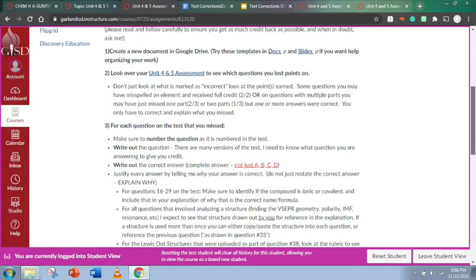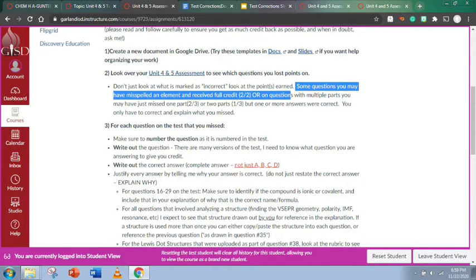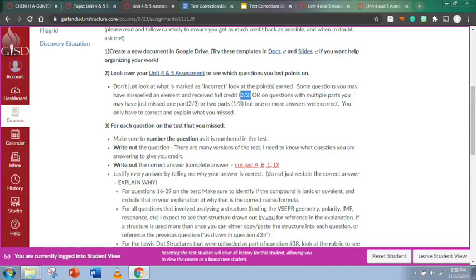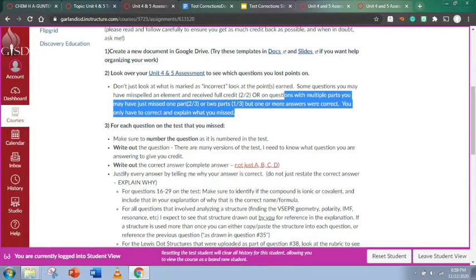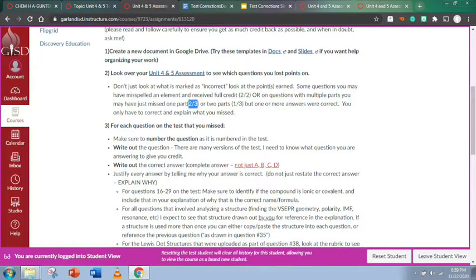So look over your test, and don't just look for things being marked as incorrect, because you might have actually gotten some points there. If you just misspelled elements, you might see that you got like 2 out of 2 or 3 out of 3, 4 out of 4 on a question, even if Canvas tried to not give you credit for it. Or on questions with multiple parts, you'll see that sometimes you missed part of it and you got partial credit, but that is still missed points there, and so anything that you missed needs to be included in your corrections, and I'll be expecting to see it.